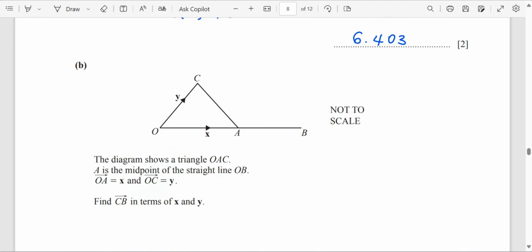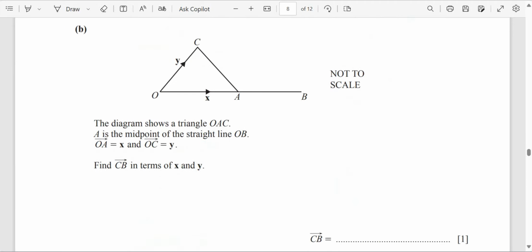All right. Question 16b. The diagram shows a triangle OAC. A is the midpoint of the straight line OB. Vector OA is x and vector OC is y. Find CB in terms of x and y. So we are moving from C to B. So we're moving C to O first. C to O first is minus y. Same magnitude, different direction. O to A is x, and A to B is also x.